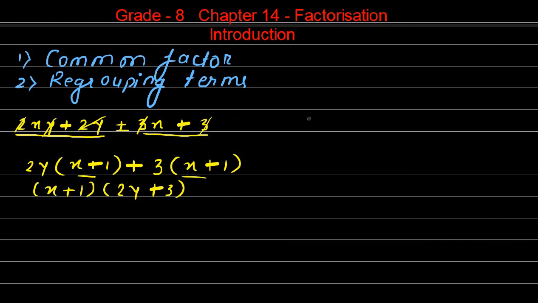So let me take it like 2x, while keeping it as it is, plus 3x plus 2y plus 3. You can see I have separated them on the basis of some common factors, right? Now again, we have nothing in common in the whole expression, so we need to look for common factors in these two expressions, right? So what do we have common in 2xy plus 3x? We have x, correct?